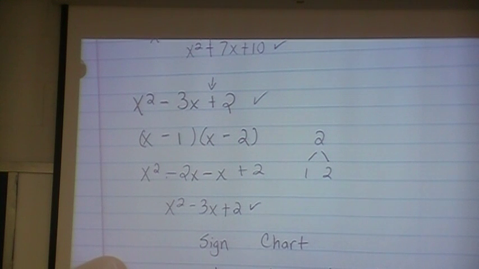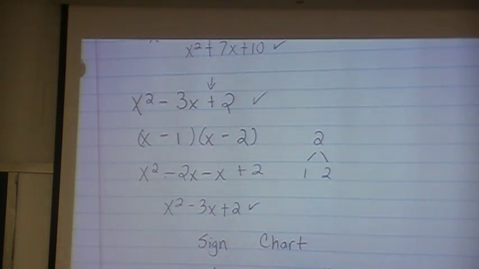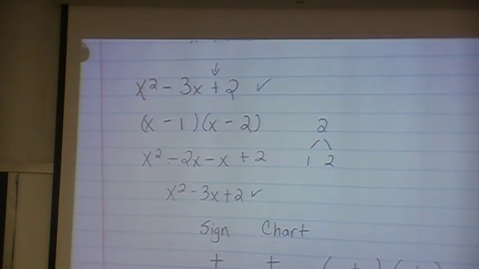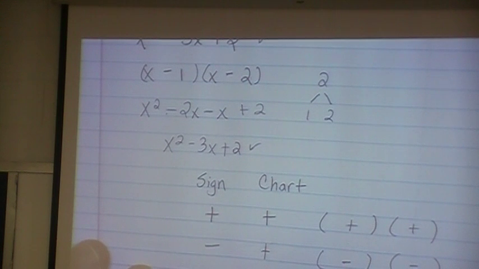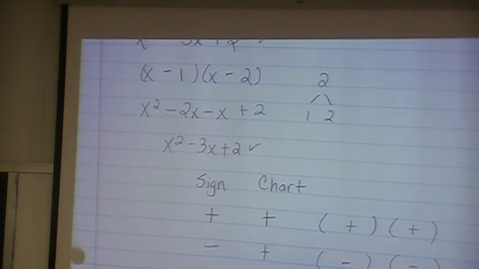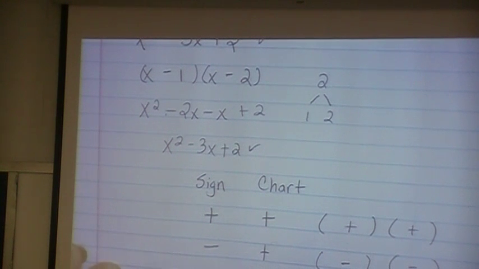you will have 2 minuses. If you have a plus and a minus, your first sign is plus, but your second sign is minus, you're going to have 2 different signs. And if you have a minus and a minus, you're also going to have 2 different signs.